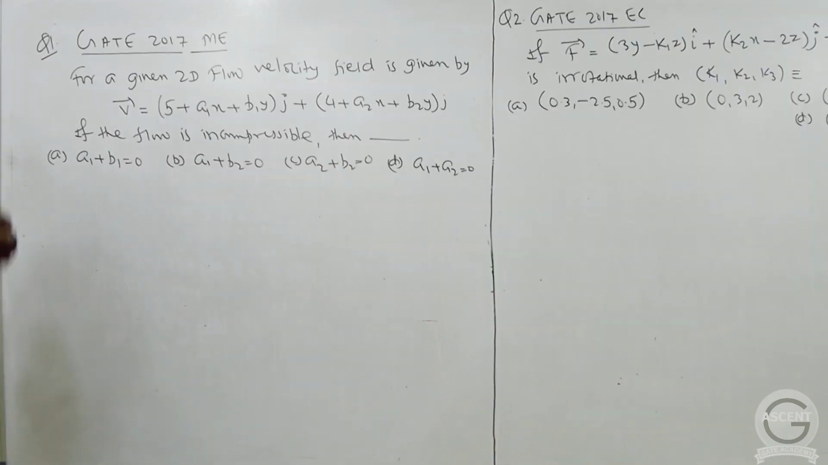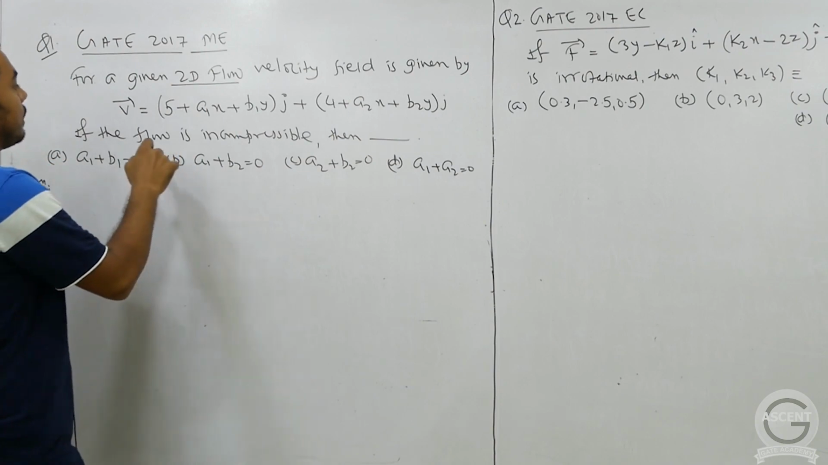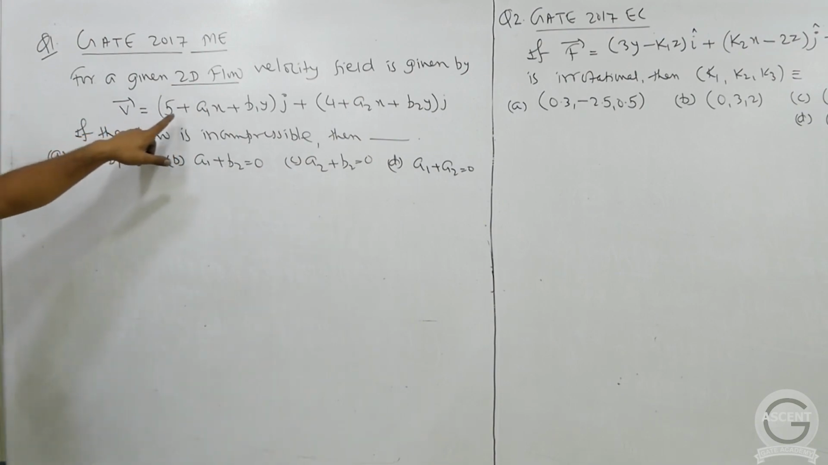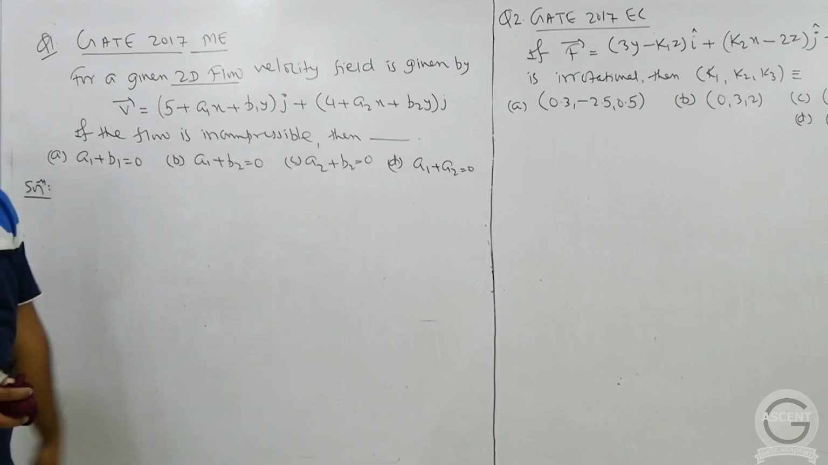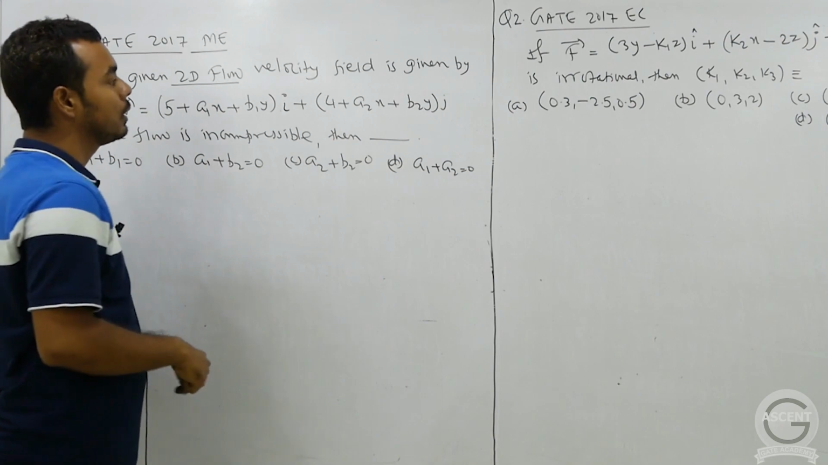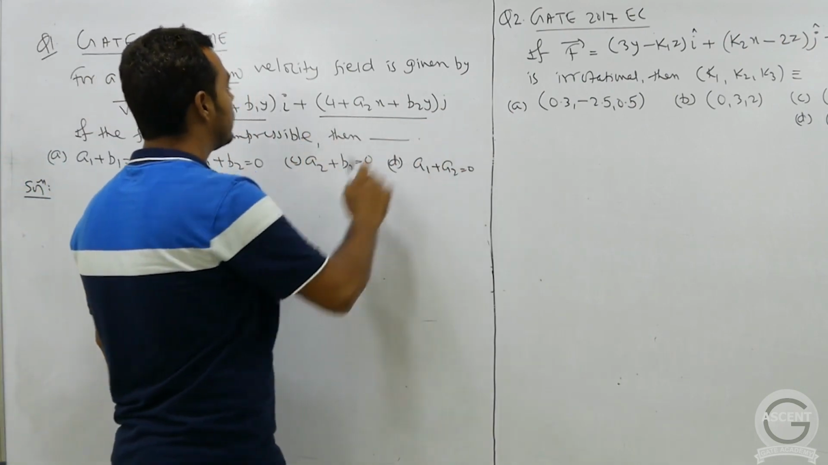Now we have these two problems on divergence and curl. The first question was asked in GATE 2017 in mechanical. The problem is, for a given two-dimensional flow, the velocity field is given by this formula. This is the velocity vector, V is a1 x i plus b1 y j. Sorry, here it should be i. This is the x component and this is the y component j.